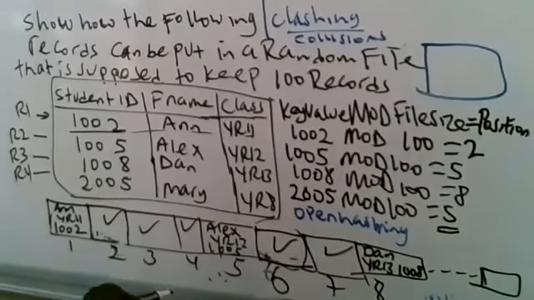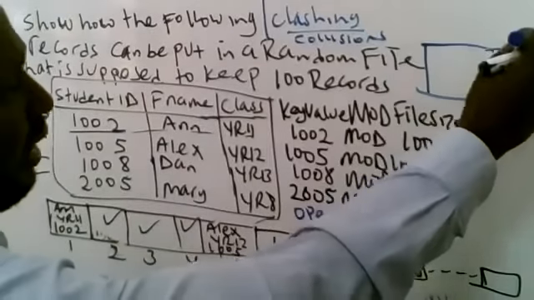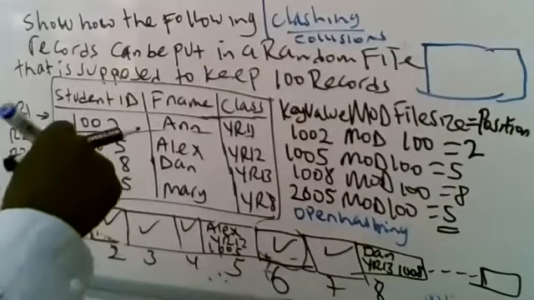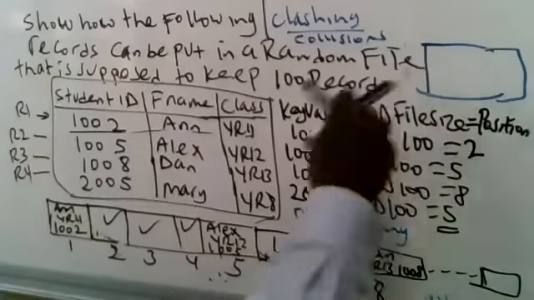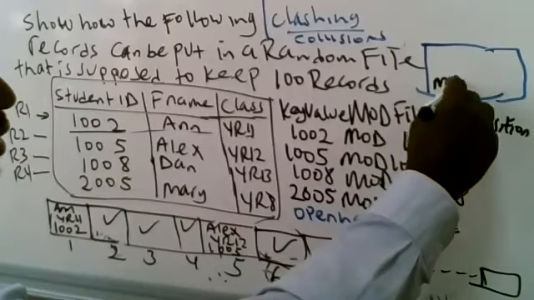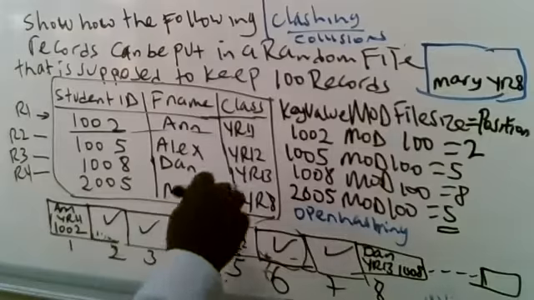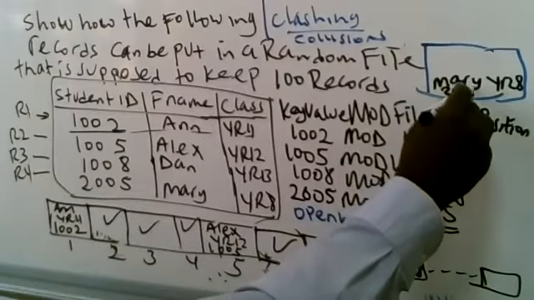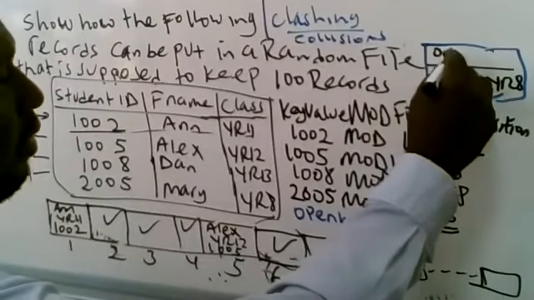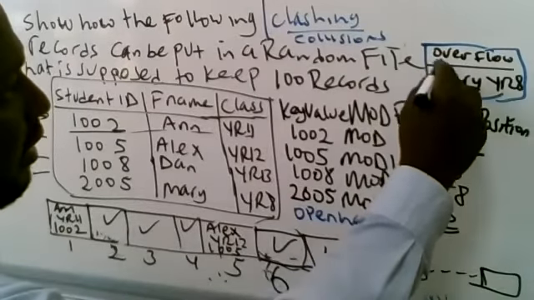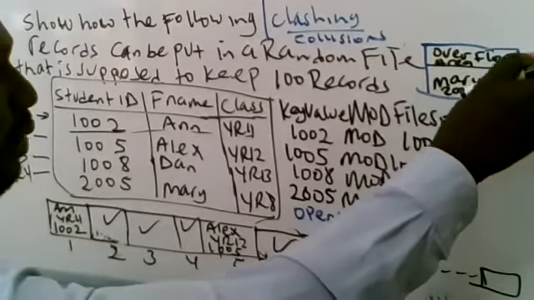This memory space can be referred to as an overflow area. Overflow means the space is full and there are extra values that want to come in. So here, it will put Mary's record, Mary, year 8, then the ID of Mary, which is 2005. So now it has put that record in what we call the overflow area. Some books might call it an empty bucket or overflow bucket.